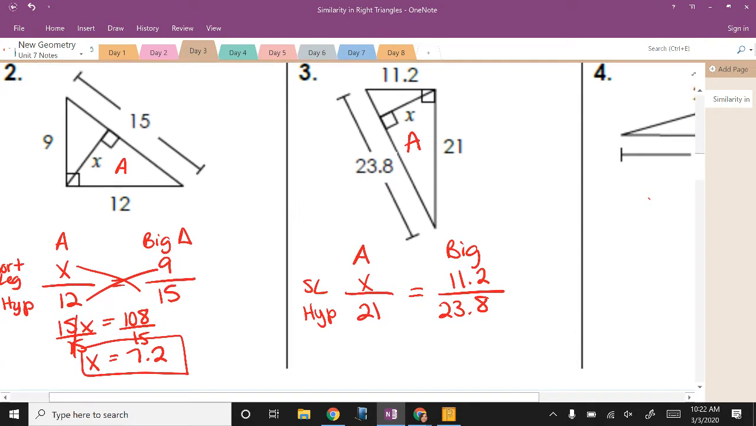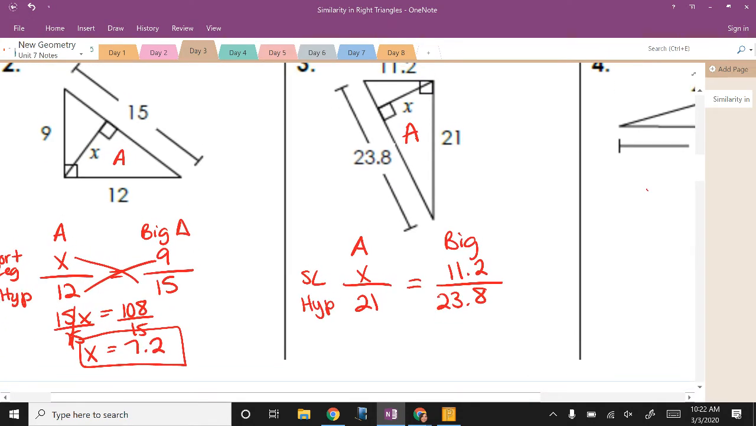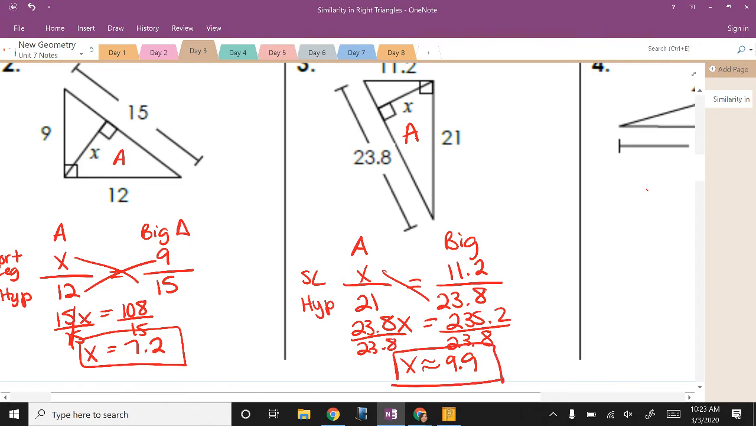So labeling helps, trust me. Cross multiply. x times 23.8 is 23.8x equals, what's 21 times 11.2? 0.12. And then you divide by 23. Oh, sorry. And then divide by 23.8. And x is approximately, because I'm rounding, about 9.9 units. Okay. Questions?